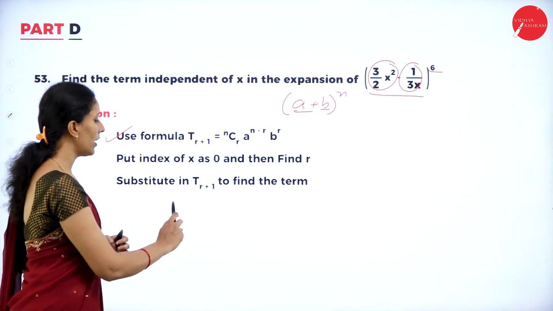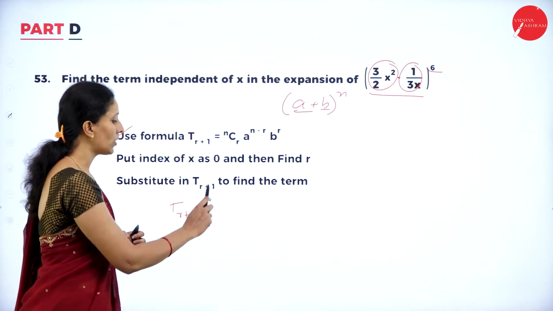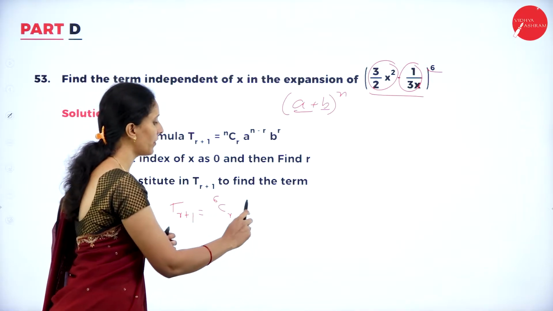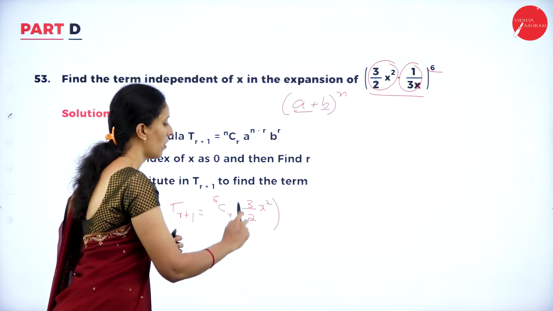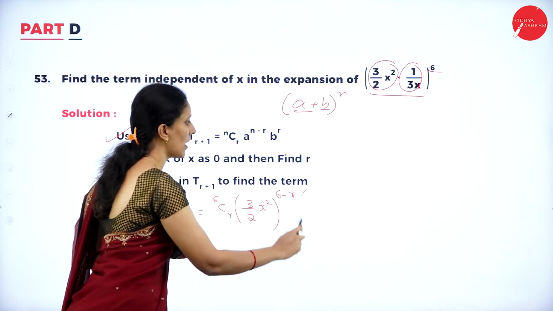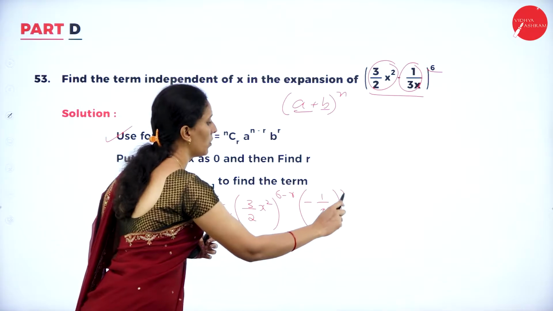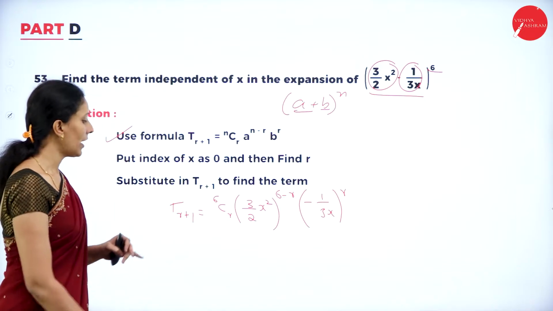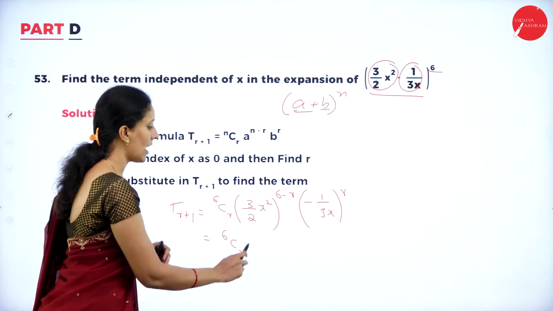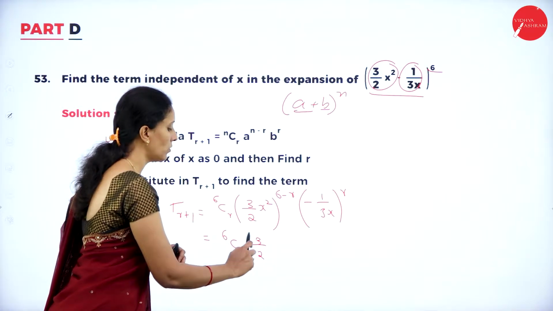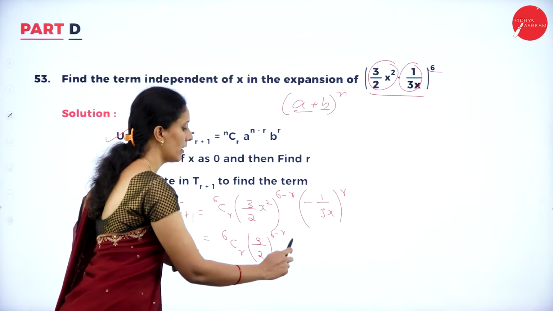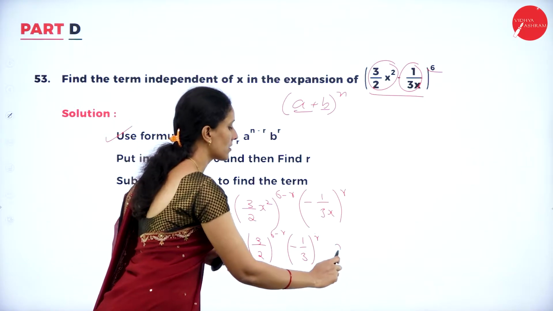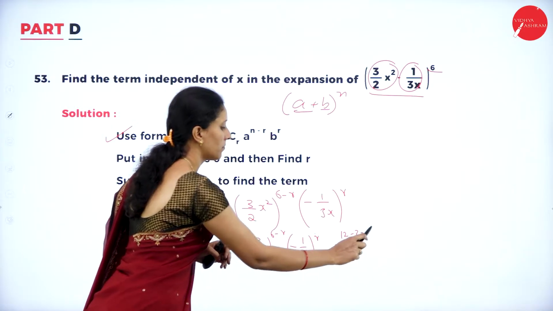So, if you substitute here, it becomes T(r+1) is equal to 6Cr, and here the value of a is (3/2 x²) to the power 6 minus r, and (−1/(3x)) to the power r. Since you have the variable x here, after solving this, you will get the equation as 6Cr, (3/2) to the power 6 minus r, again (−1/3) to the power r, and here it becomes x to the power 12 minus 3r.